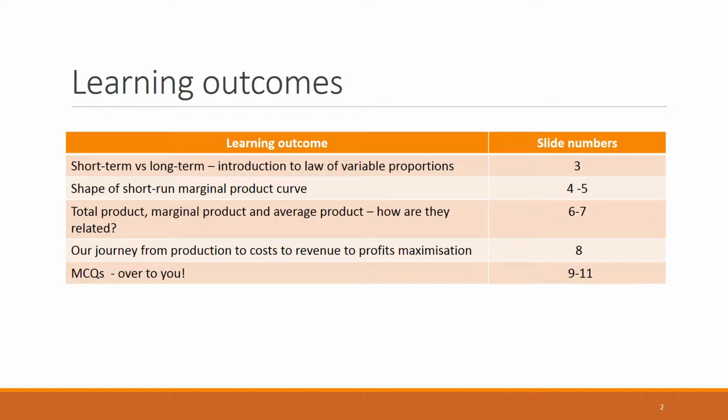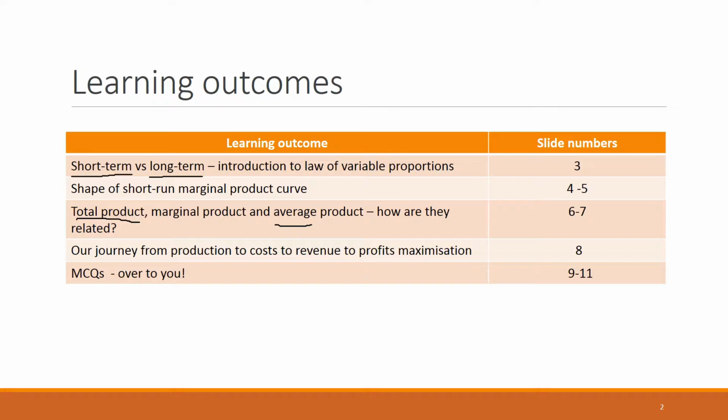We have 8 slides altogether, including these first 2. And then we go over to yourselves to tackle 3 multiple choice questions. We're going to be comparing the short term and long term, looking at a contrast between them. And then we move on to look at the law of variable proportions, which applies to the short term only. We look at the shape of the short run marginal product curve, and then the relationship between that and the average product, and also total product, which is our production function in the short term.